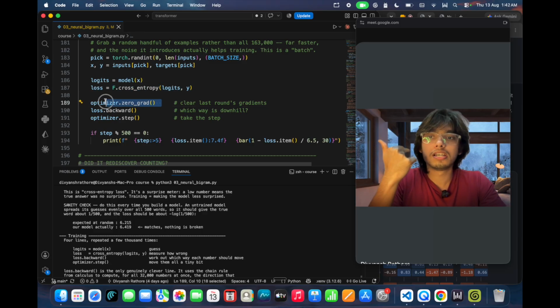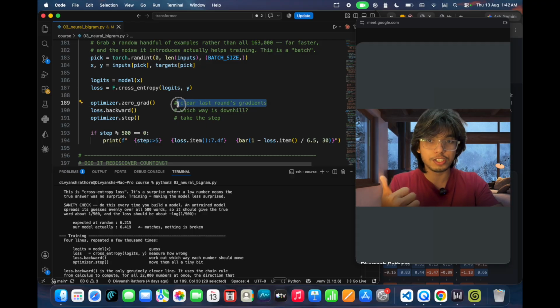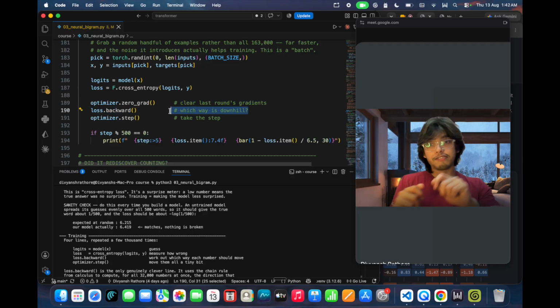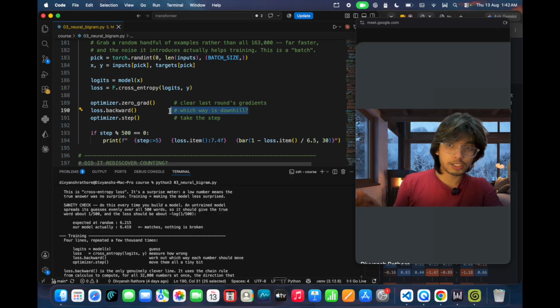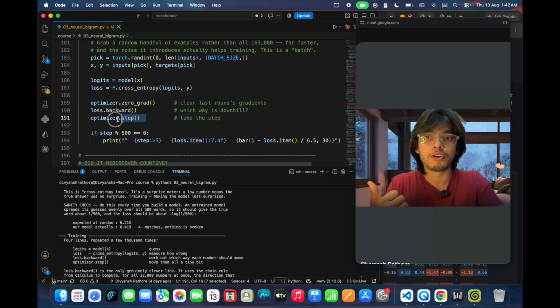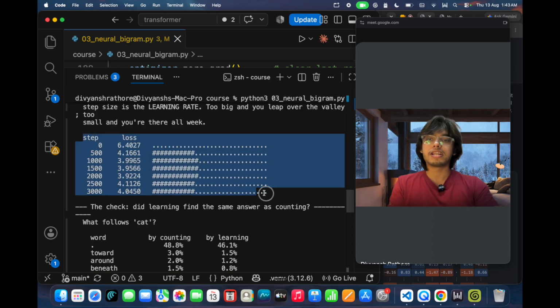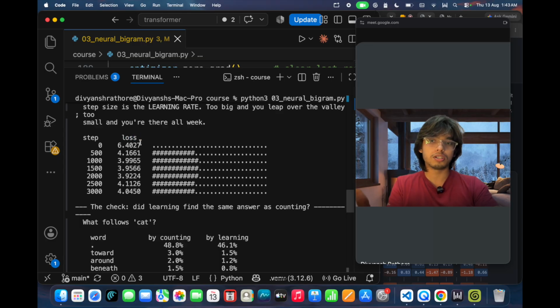Once we have the loss, we set the gradients to 0. And then we go back and find the relation between the parameters and the loss function. Then we take the step, or we nudge the values of our parameters. And we do this process 3000 times. So I ran it 3000 times, and you can see the loss. We started with 6.4 and ended with 4.04. So this is the progress we made.